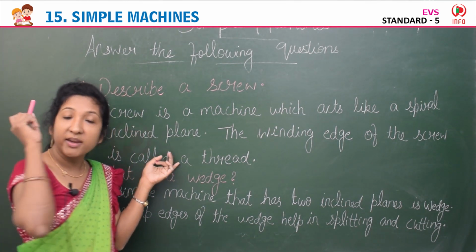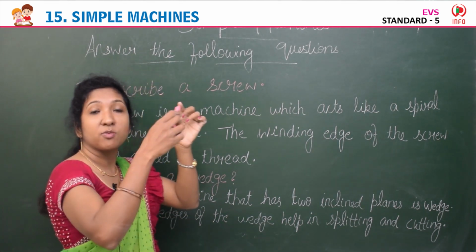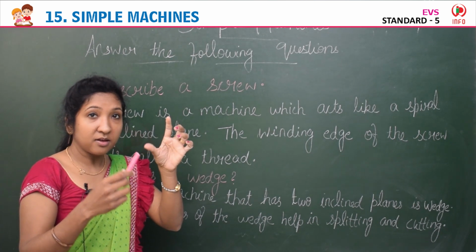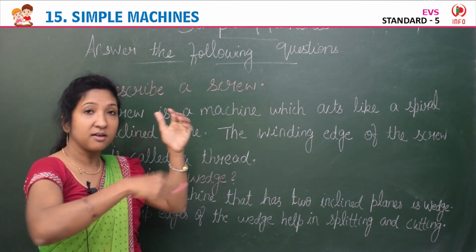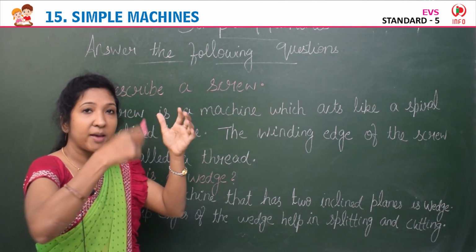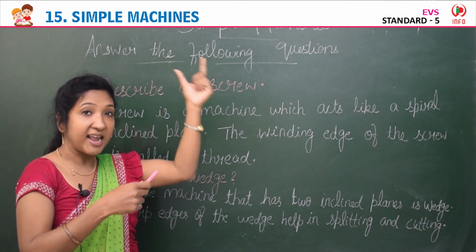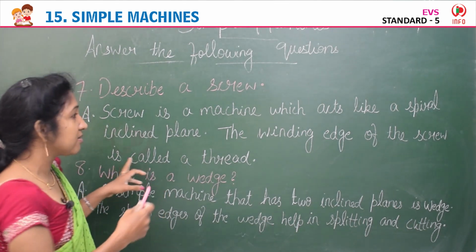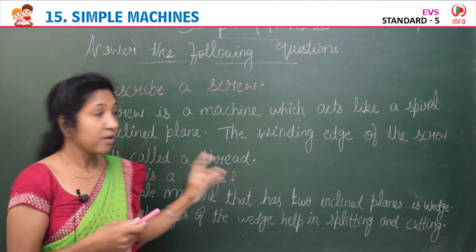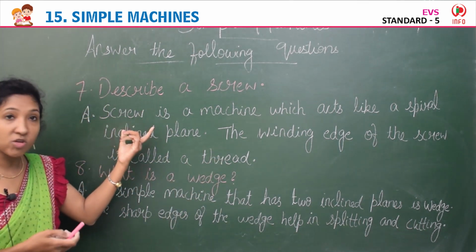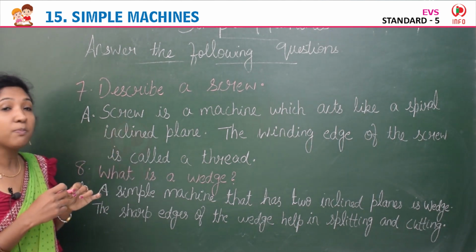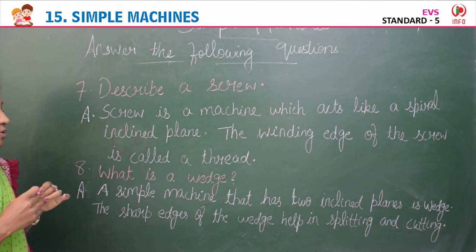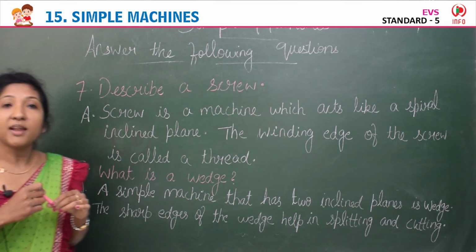I showed you when I was teaching the lesson, while wrapping a paper in the form of a right angle triangle around a pencil. After wrapping it, what did we find last? The edge, that spiral edge we have seen there, isn't it? That edge is called a thread. Okay. The screw is a machine which acts like a spiral inclined plane. The winding edge of the screw is called a thread.